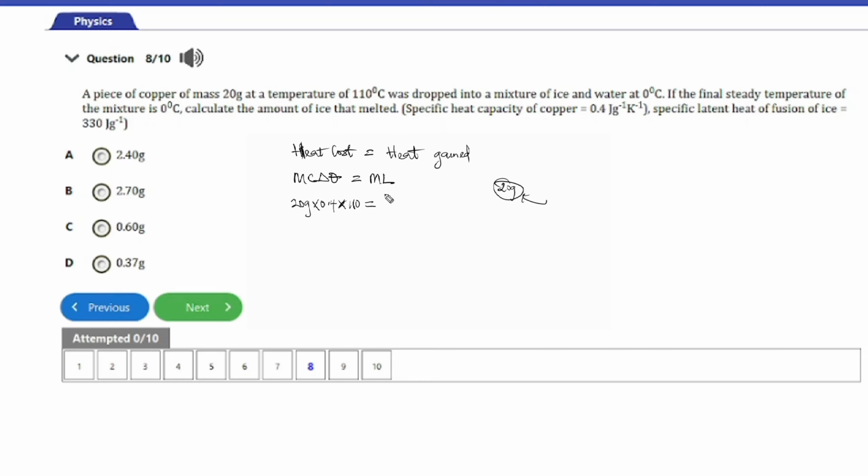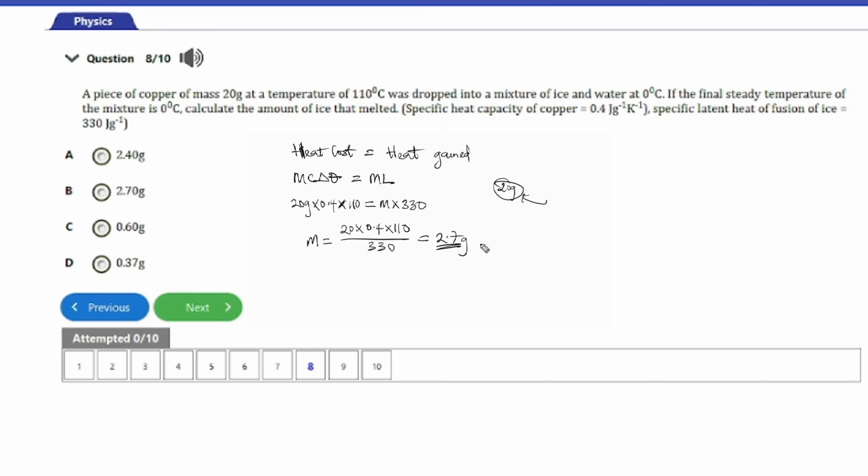So we don't know the mass of ice here, but we have the latent heat of fusion of ice to be 330 joule per gram. So in that case, that would be M times 330, so that's 330 M. If we make M the subject of this equation, M is going to be 20 times 0.4 times 110 over 330. So guys, when we calculate these out together, we're going to have 2.7 grams.